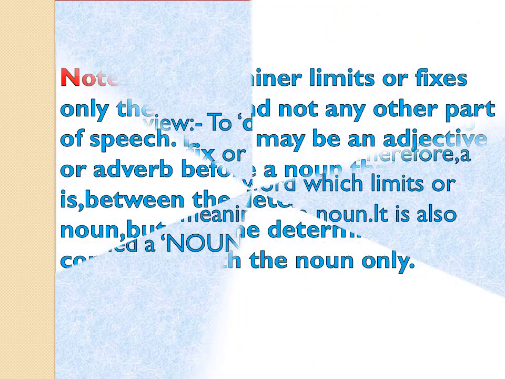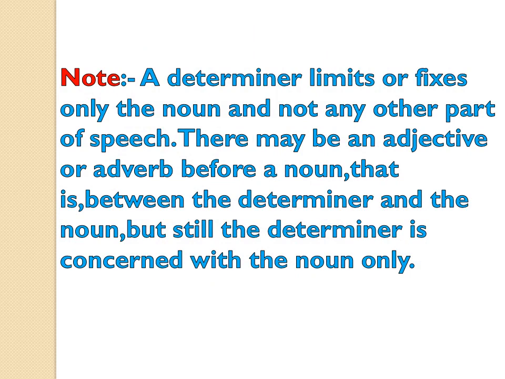Now here is an important piece of information for you students. Let me discuss this also. According to this, a determiner limits or fixes only the noun and not any other part of speech. There may be an adjective or adverb before the noun, that is, between the determiner and the noun. But still, the determiner is concerned with the noun only.